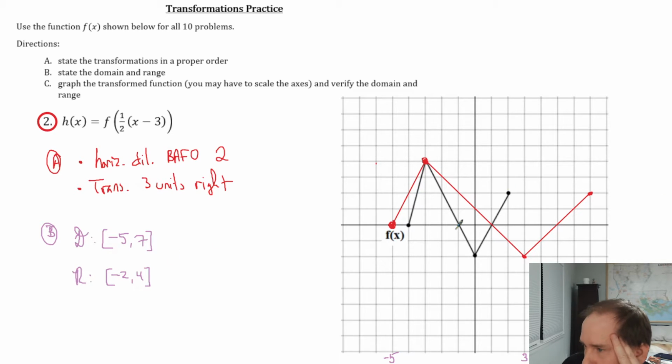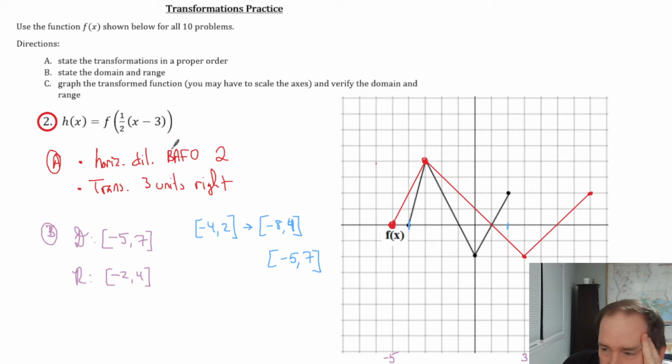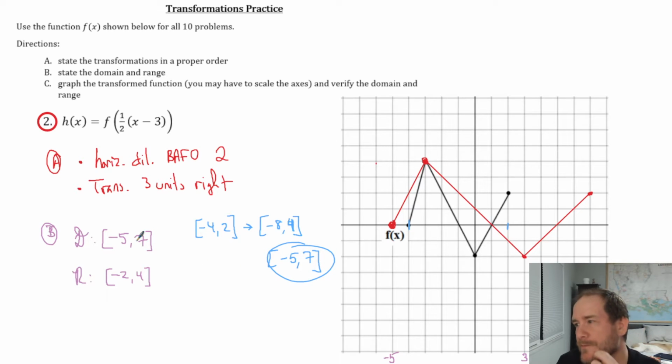If you're curious, if you want to just make sure we did it right, our original domain was -4 to 2. And if we apply these two transformations one at a time, then that doubling happens horizontally. So we go to -8, 4. Then that translation 3 to the right happens, and we go to -5, this is a 4 remember, 7. So yeah, we're good. If we apply the transformations one at a time, or if we look at our graph, either way we can see our domain becoming what it becomes. Okay, moving on.